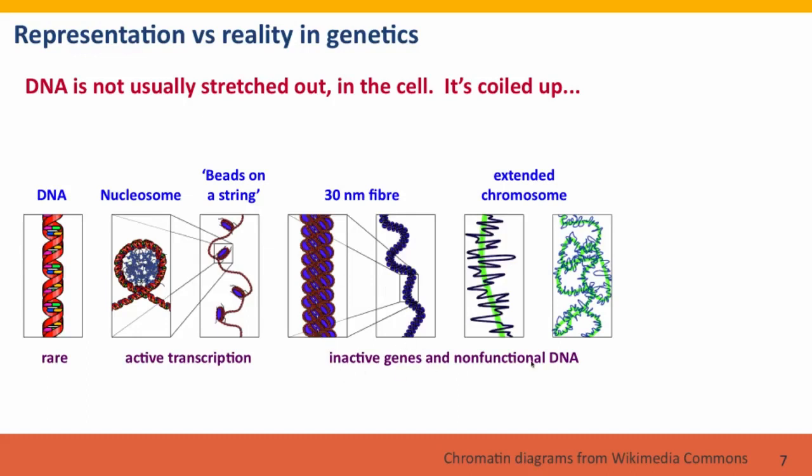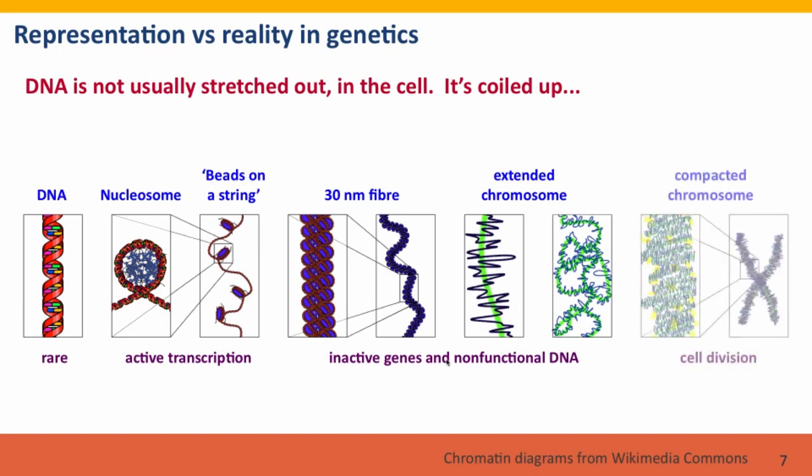All of the inactive genes and the non-functional parts of the chromosomes are in this structure or in even more compacted forms in all of our cells, except when the cells are replicating. When the cells are actually dividing, the chromosomes need to be made even smaller so that the length of the chromosome is less than the width of the cell. And then those chromosomes are compacted even more by taking these fibers and again winding them up around each other.